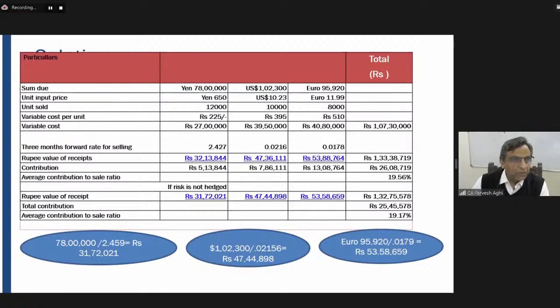But here the question says that you have to comment on the basis of the average contribution ratio. So as per the question, you have to answer. You say that the first option is better to hedge himself because he's gaining a 19.56% contribution to sales ratio as compared to 19.17. Okay, I hope this solves it. I hope that you have understood this question.